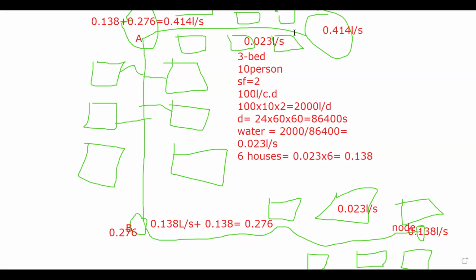I have a little question on this node A, please. Okay, go ahead, make it fast. At each node, we need 0.138 quantity of water to service the 6 houses. Now, from point A to B, we need 0.138. And from B to the other 6, we have 0.138, which gives us a total of 0.276 at point B.